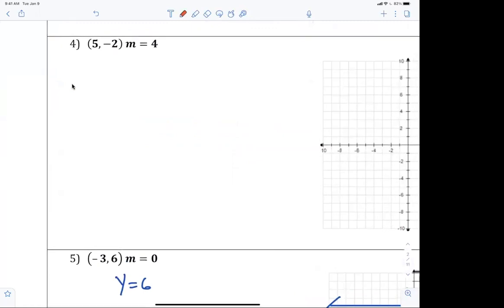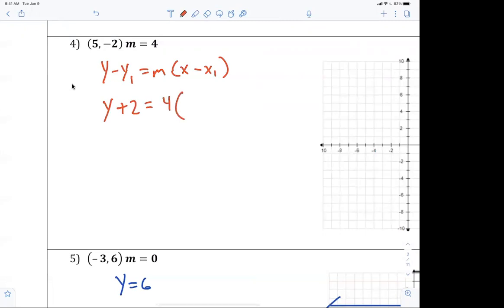All right, here we go. If you know the formula, don't write it. If you don't know the formula, write it. Y minus Y1 equals M times X minus X1. Avery, let's go. Write the equation. What would it be? Y plus 2. Good job. And then you do equals 4. And then X minus 5. You are amazing. That's it. Simple, simple, simple.